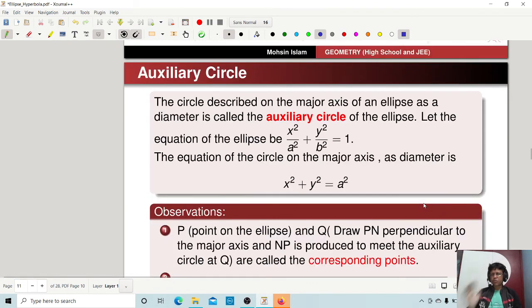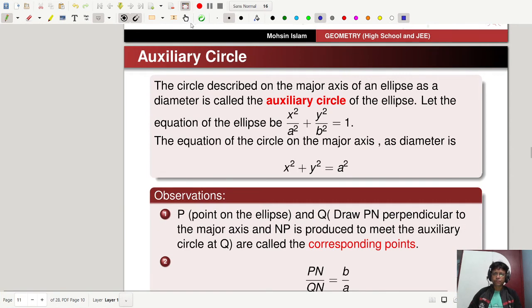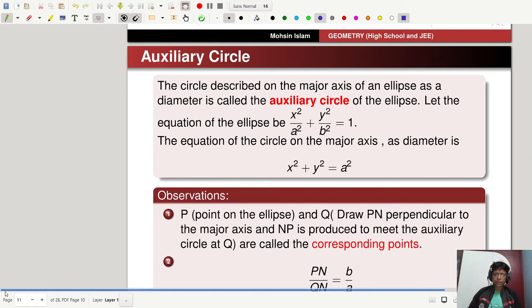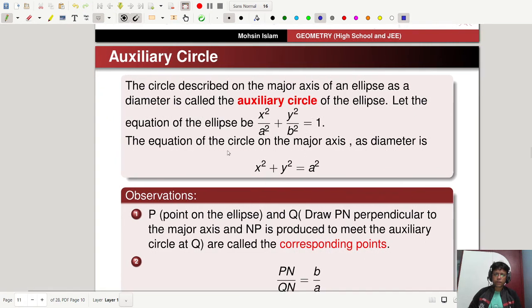So the next point is, what is the auxiliary circle of the ellipse? The circle described on the major axis of an ellipse as a diameter is called the auxiliary circle of the ellipse. Let the equation of the ellipse be x square by a square plus y square by b square equal to 1, provided that a square is more than b square, that is, the major axis is along the x-axis. So the equation of the circle on the major axis as diameter is x square plus y square equal to a square. This is called the auxiliary circle of the ellipse.